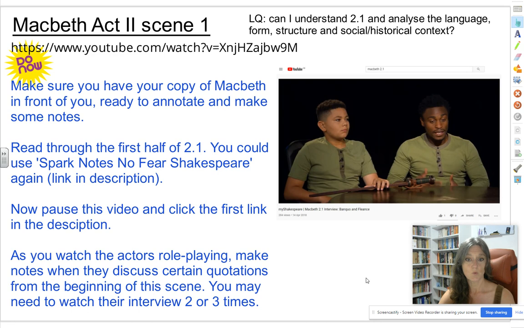What I'd like you to do is watch it the first time and just try to get the gist of what's going on. And then the second time you watch it, have the beginning of Act 2, Scene 1 in front of you and try to find the quotations that they're discussing and get those annotated down. So what they're talking about and what those things mean as they discuss that with the interviewer. You may need to watch it a third time to get those notes down. I'll just give you a second to pause this video and to click on, first of all, the Spark Notes, and then secondly, the video that you can see the screen grab from above.